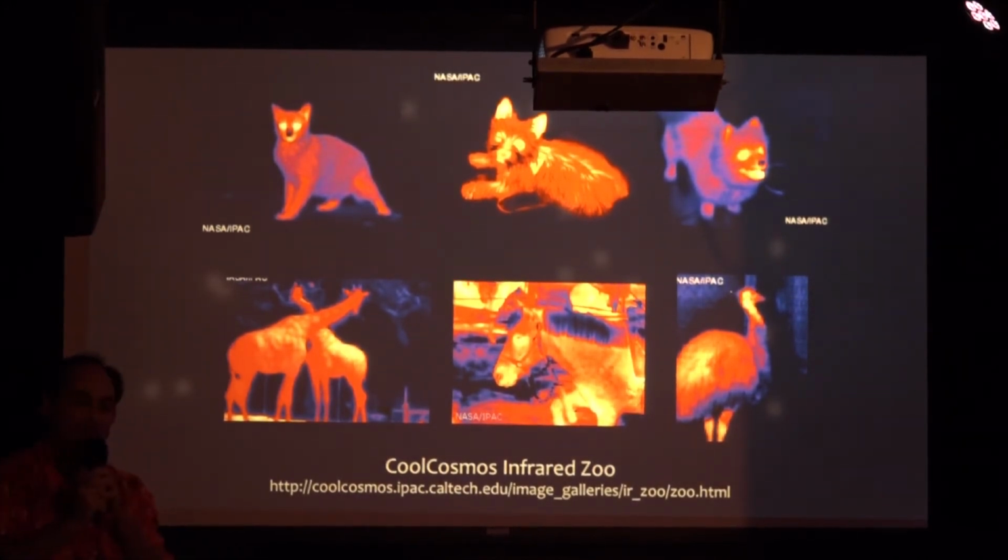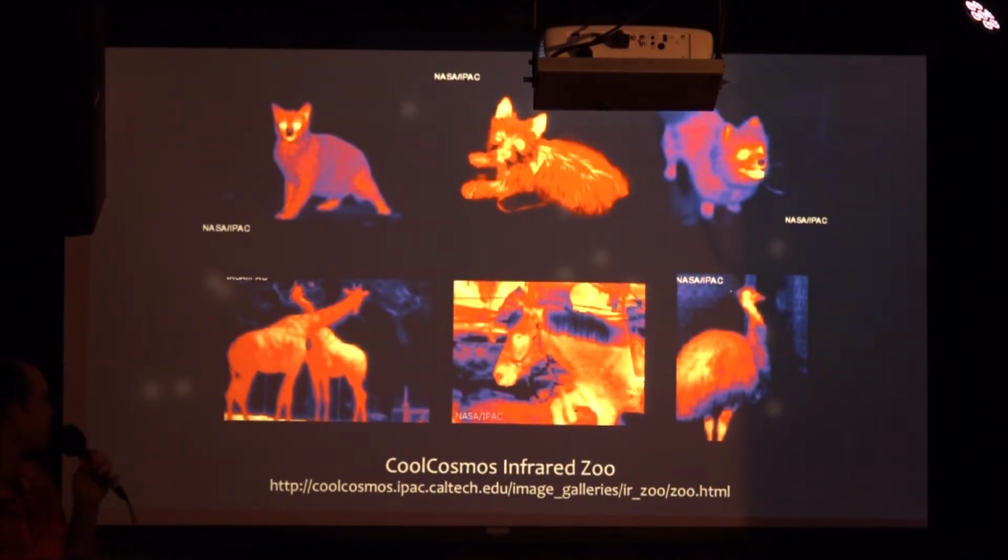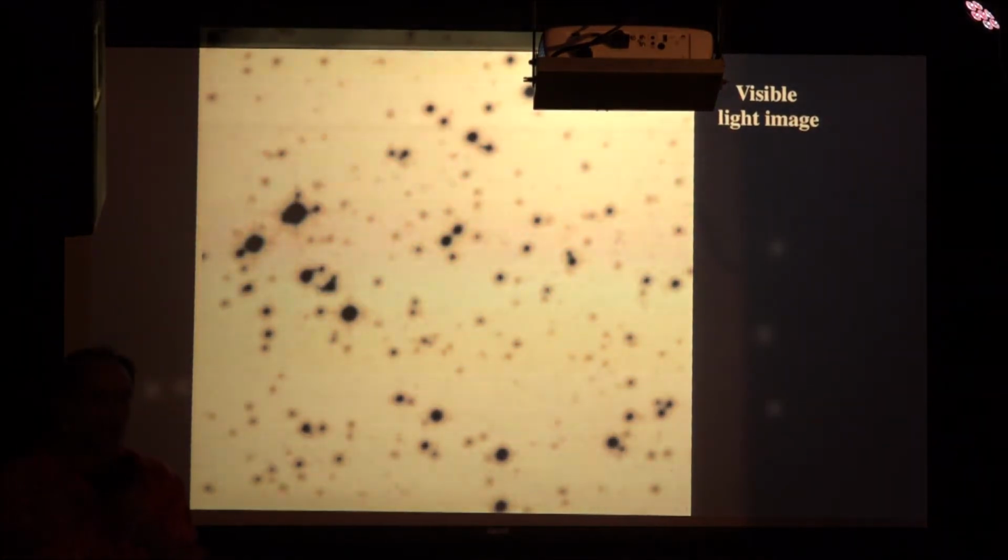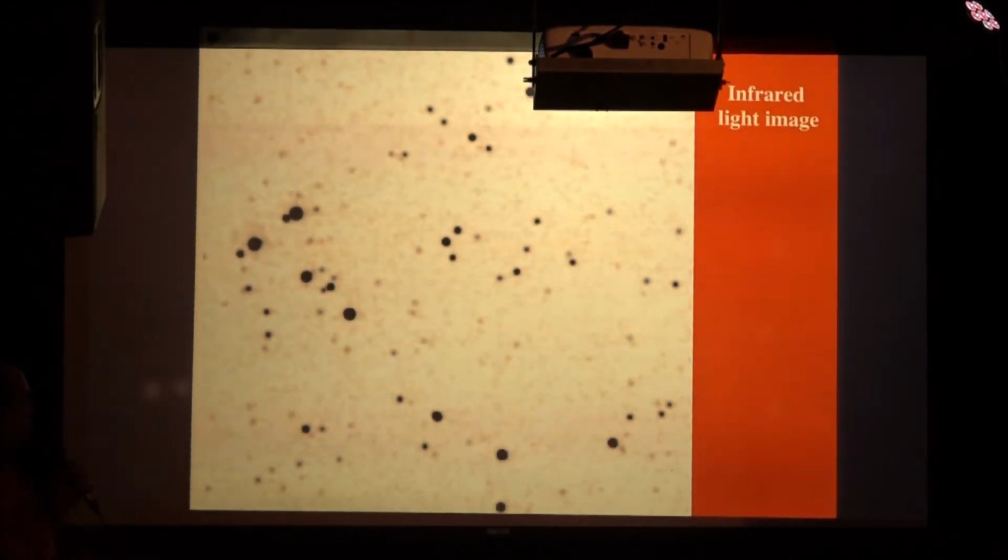Giraffes have spots even in the infrared. That's pretty cool. And then I'm going to show you what a brown dwarf looks like in the infrared. Here is an image of the sky around one of the brown dwarfs that I studied when I was a grad student. This is a visible light image, and it's inverted so all the stars are black and the background's white. It's just easier to see stars in that kind of frame. So that's the visible light image. Here is the infrared light image.